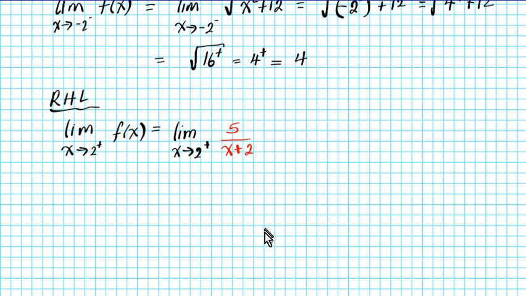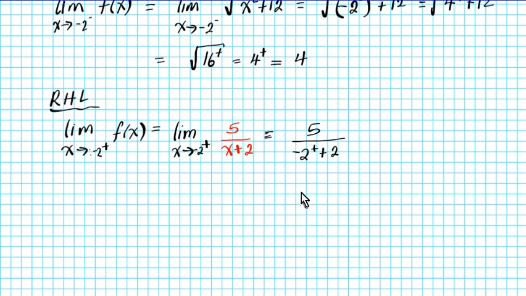Now since this is a finite limit, we're approaching -2, sorry, so approaching -2. Let's fix that. So this is a finite limit. We're going to substitute. So let's go ahead and substitute. We have 5 over -2 from the right plus 2. Okay, so what is -2 from the right plus 2?